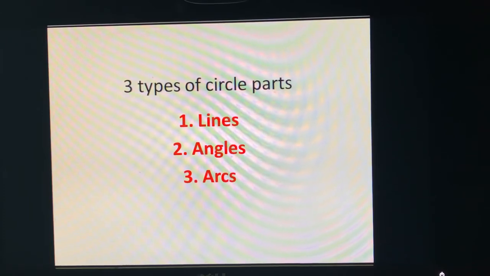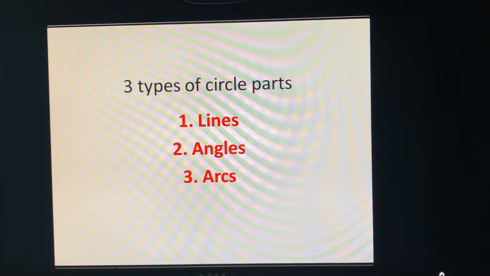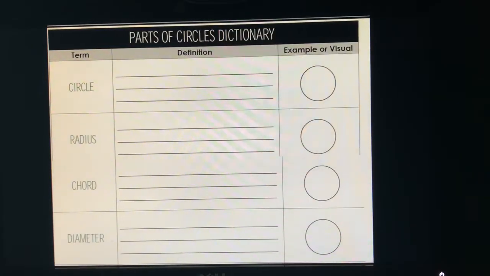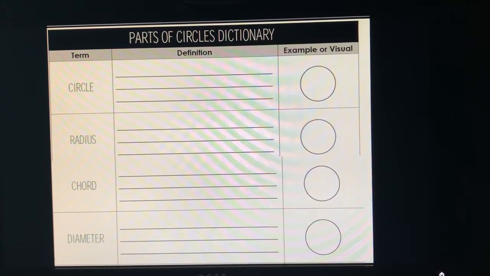And arcs are specific to circles, where lines and angles have been in every single shape we've done all year. Arcs are specific only to circles. So this note sheet you can find on Schoology. If you don't want to print it out, you can just use a notebook. So essentially it's just the word, the definition, and a picture. So you can create this yourself if you want to, or if you don't have a printer.